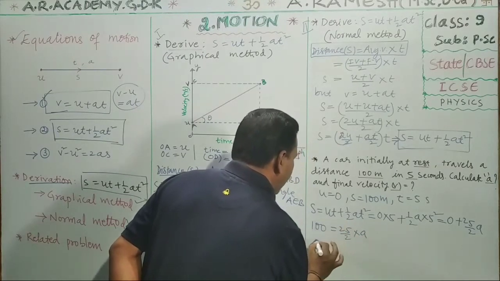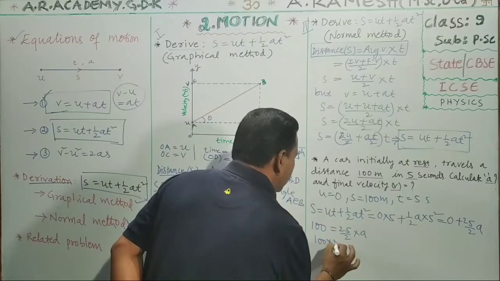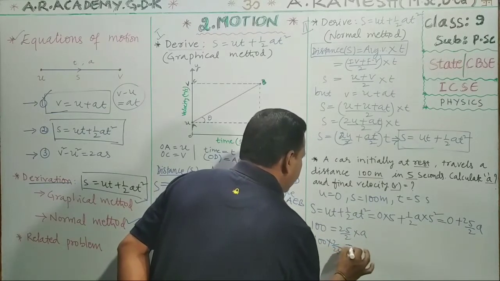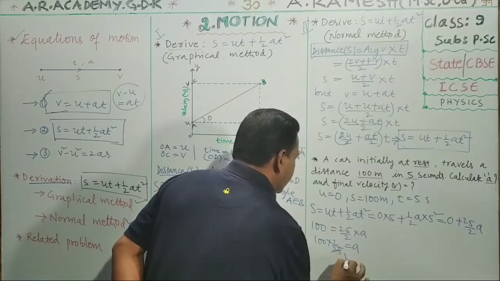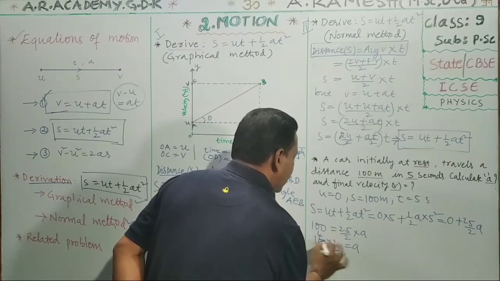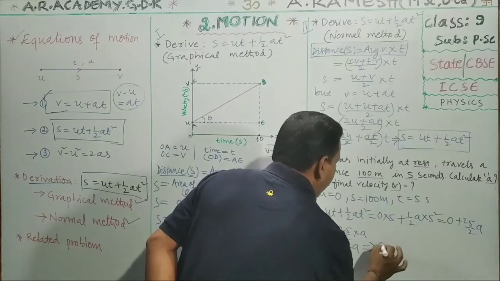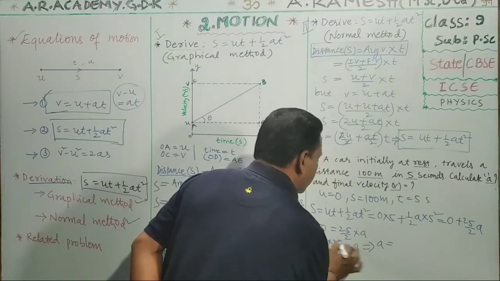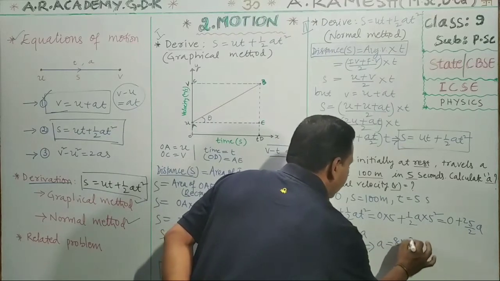25 by 2 bring to this side. 100 into 2 by 25 is equal to a. 25 ones are 25, 25 fours are 100. Therefore, a equal to acceleration, 4 twos are 8 meter per second square.